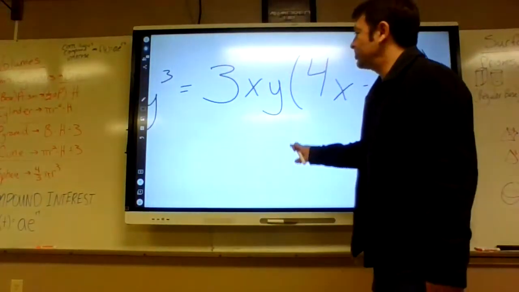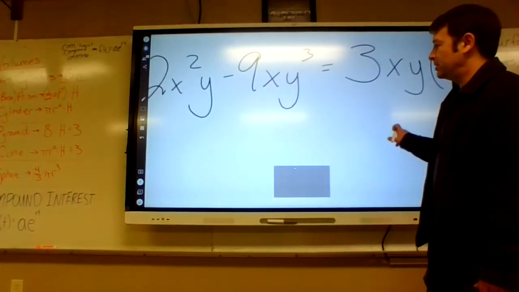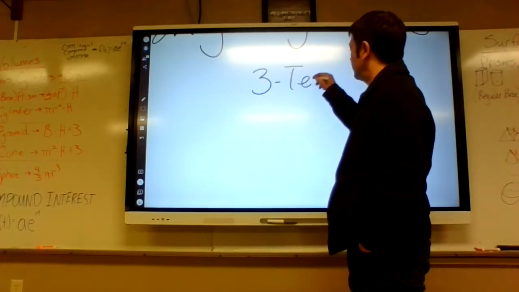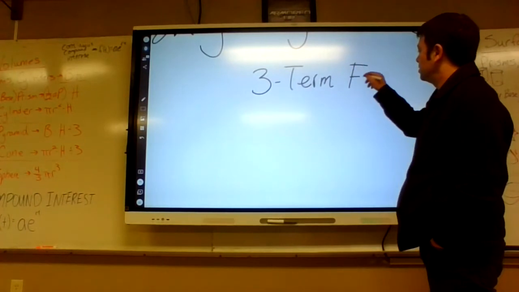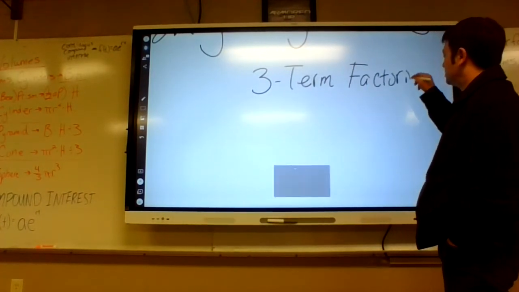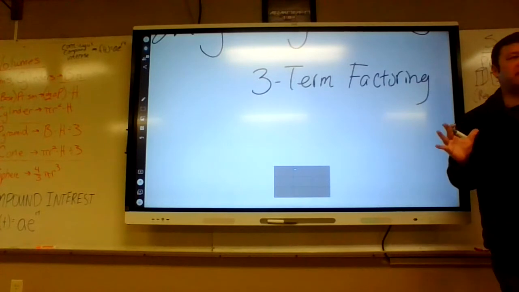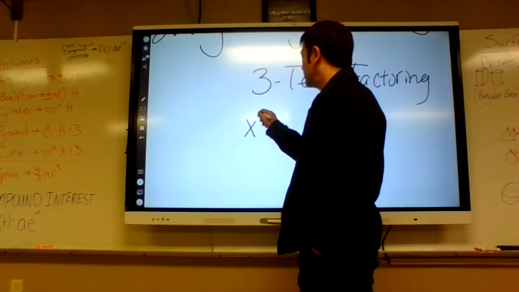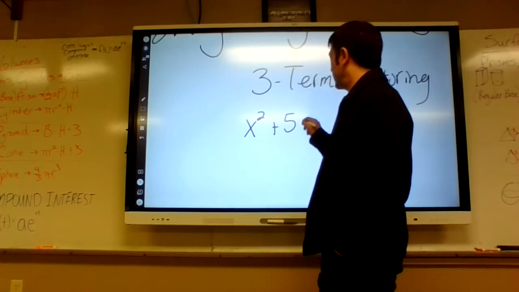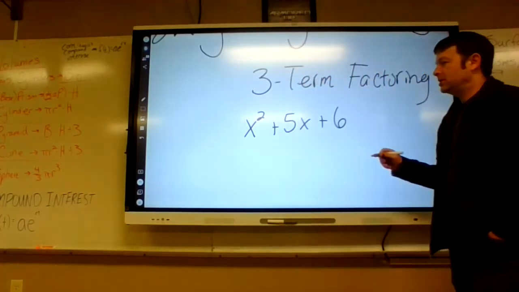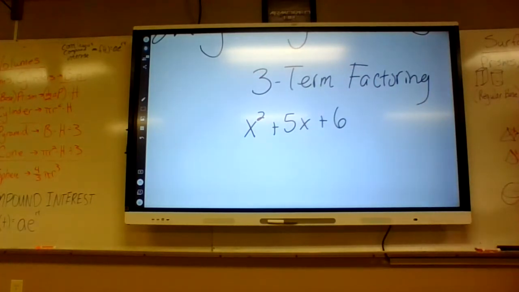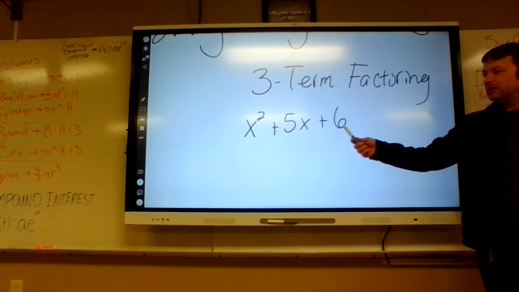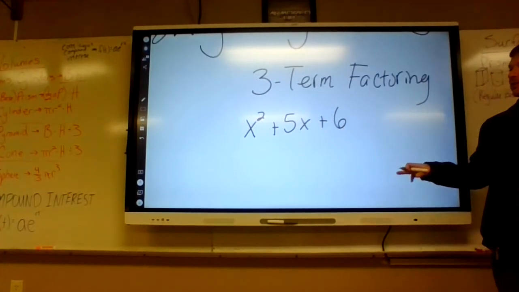Alright, so that's what we did yesterday. Took stuff out. Today we are doing three-term factoring. Three-term factoring has to be in the pattern of something like x squared plus 5x plus 6. It's got a squared term, a normal x term, and then a constant. So it's going to look something like this.